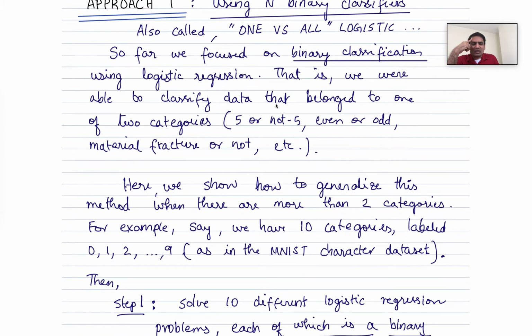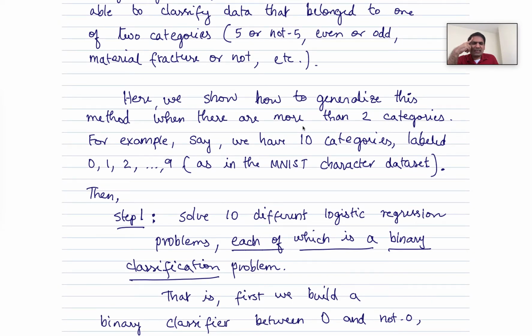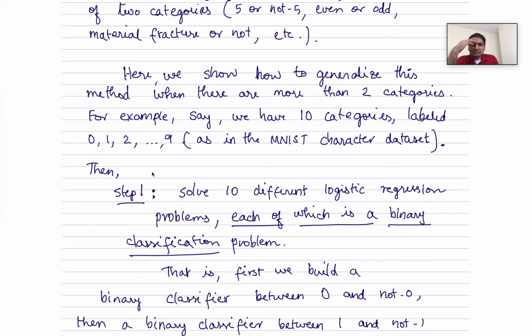So how do we do that? Let's say we have more than two categories. Let's say we have 10 categories, labeled, for instance, 0, 1, 2 until 9. Really, these could be anything. It so happens that in the MNIST character data set, these literally are the numbers in the images. But you can imagine images with 10 different types of objects, or sounds with 10 different kinds of words, whatever. So given a new data point, how do you classify it?